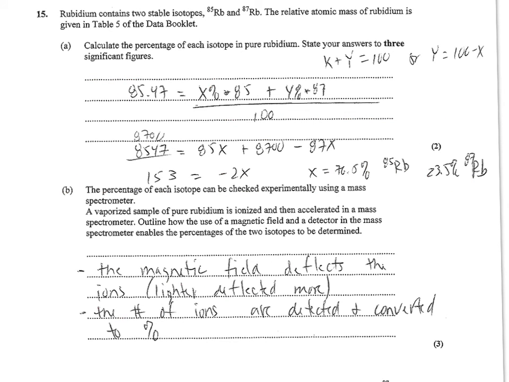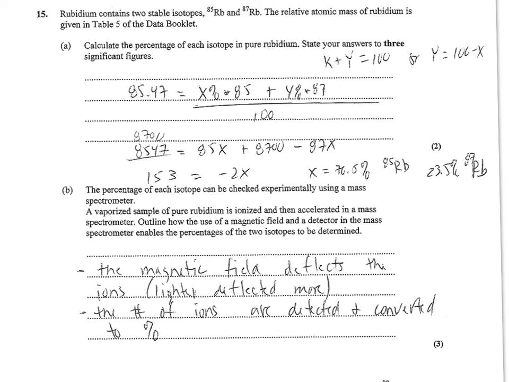So number 15, virtually the same question for part A. Calculate the percentage of each isotope. I've got rubidium 85 and 87. Together I know they have to add up to 100. So if I've got x percent of 85, then I have 1 minus x, or 100% minus x of the other. And then when I solve for it, I came up with 23.5% and 76.5% respectively of each one.